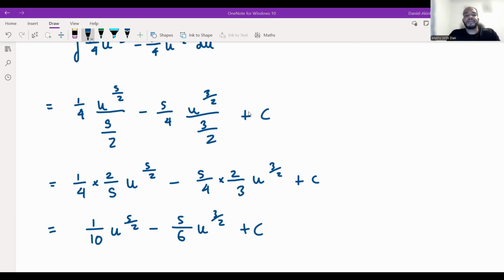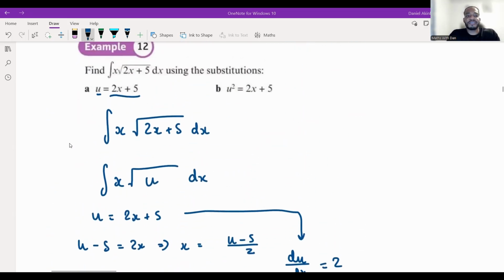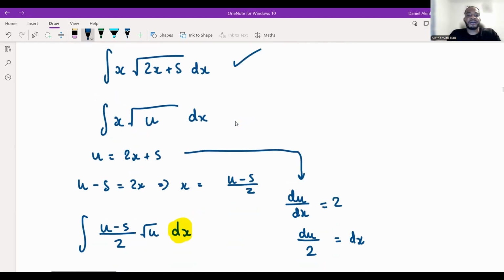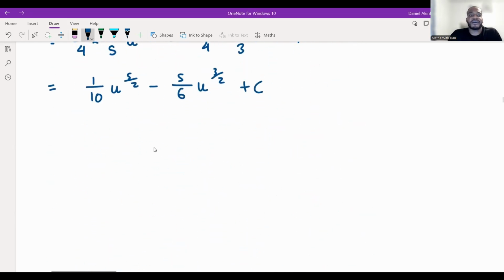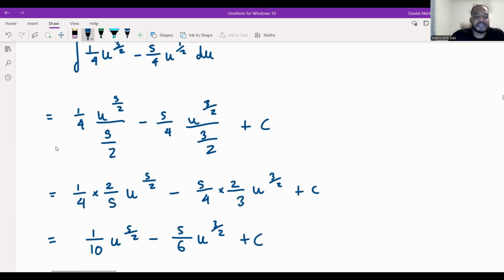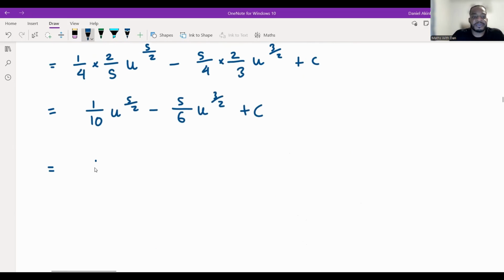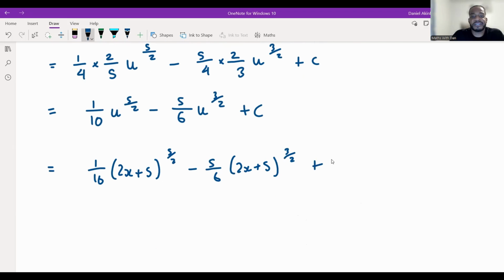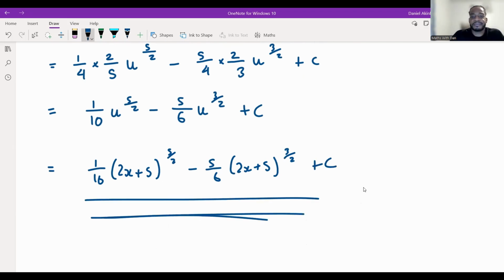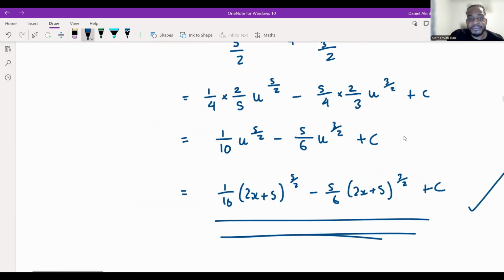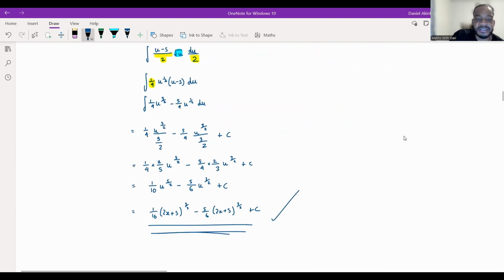And now remember, your question was originally an integral in terms of x, so we need to keep it that way. So I'm going to rewrite this with x. Remember, u was 2x plus 5, wasn't it? So if you use 2x plus 5, it's 1 over 10, 2x plus 5 to the 5 over 2, minus 5 over 6, 2x plus 5 to the 3 over 2 plus c. And that's it. Makes sense, guys? Let me do so much so you can see all of the work in.